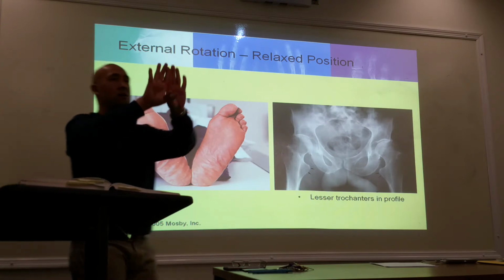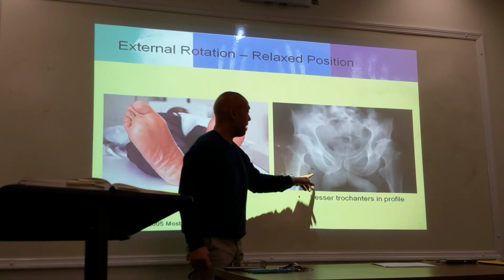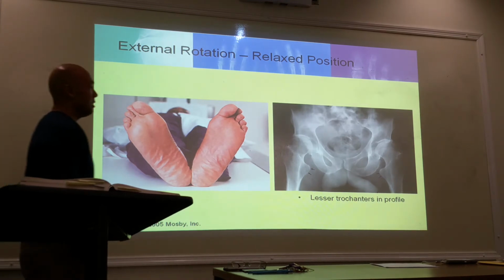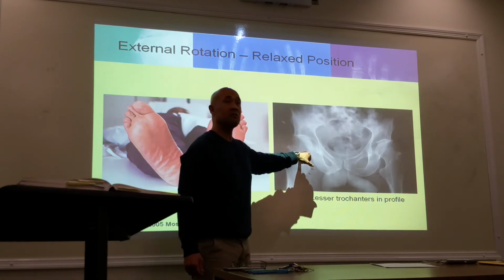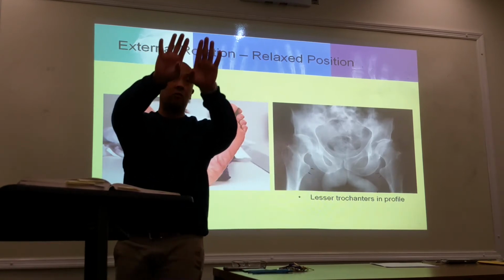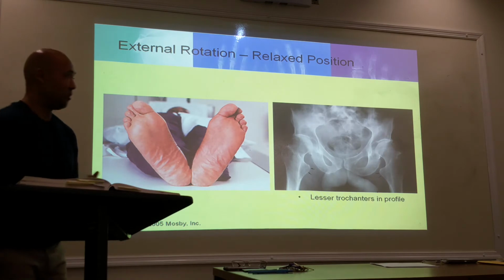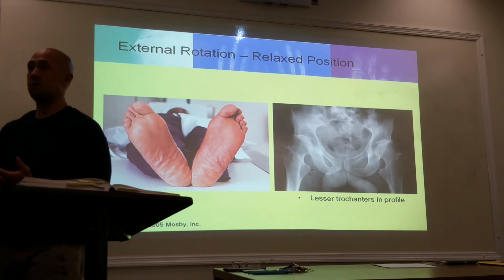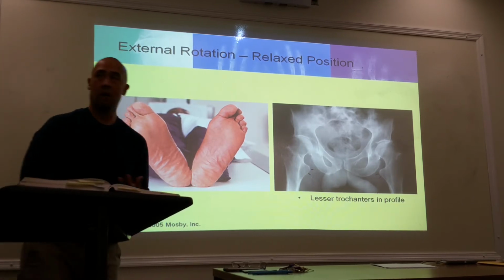Now, when the legs are externally rotated, you even get a better demonstration of the lesser trochanters, yes? But look also what happens to the neck. The neck of the femur becomes foreshortened when the feet are rotated externally. So yes, you're going to see the lesser trochanter. However, the neck of the femur is going to become foreshortened.